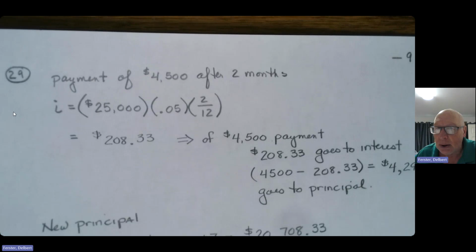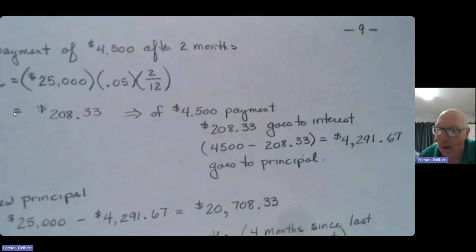We're going to find out how much interest we owe on that 2 months before we sent the payment. So we're going to take 25,000 times 0.05 times 2 over 12, 2 months out of 12. And we realize that the interest charge for the 2 months on my full loan of $25,000 is $208.33. That's just calculator gymnastics. Of that first payment of $4,500, the first $208.33 goes to an interest charge. The balance of the $4,500 payment goes to offset the amount we owe.